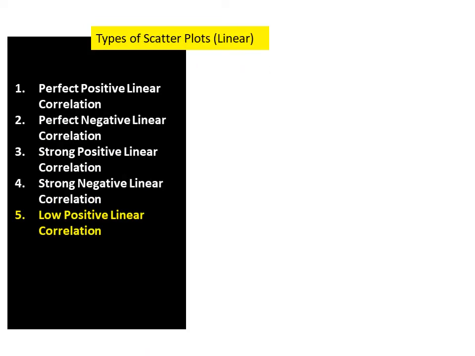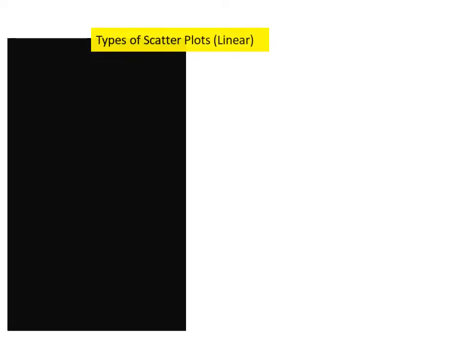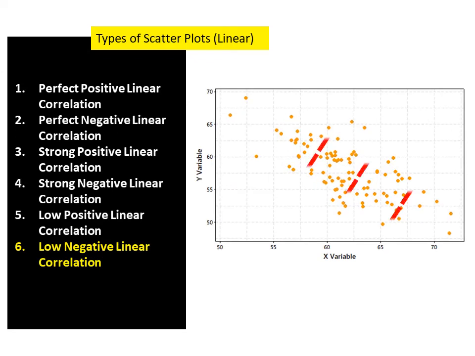Then, low positive correlation. If the plotted points are widely scattered over the diagram and show a rising tendency from the lower left hand corner to the upper right hand corner, it indicates the existence of a low degree of positive correlation. After that, low negative correlation. If the plotted points are widely scattered over the diagram and show a declining tendency from the upper left hand corner to the lower right hand corner, it indicates the existence of a low degree of negative correlation.